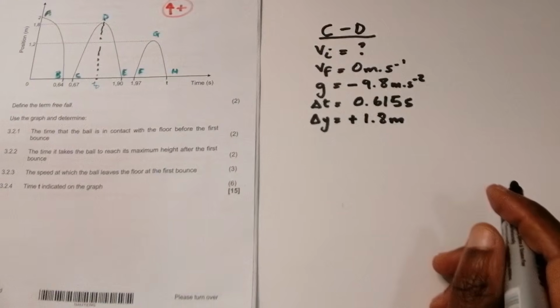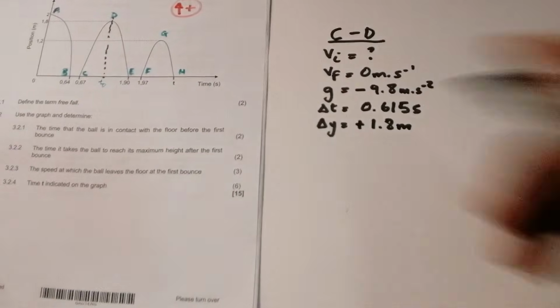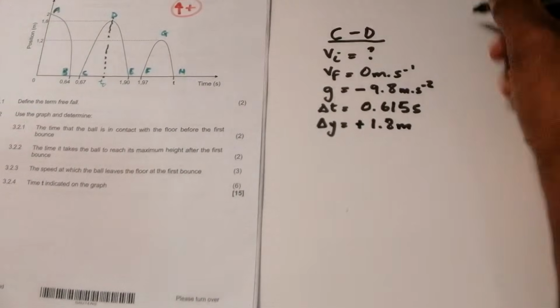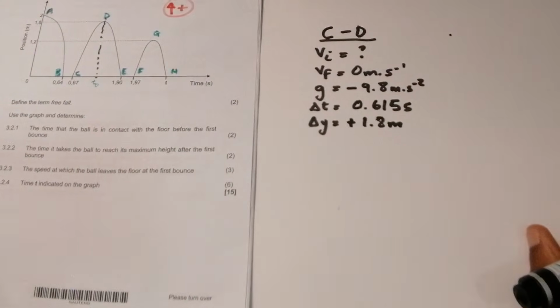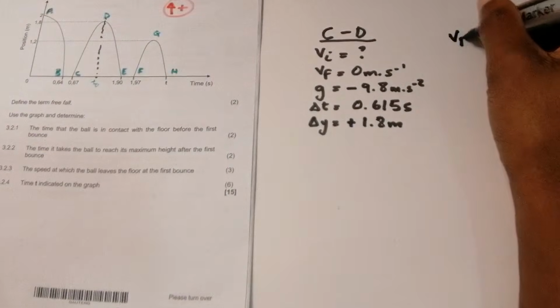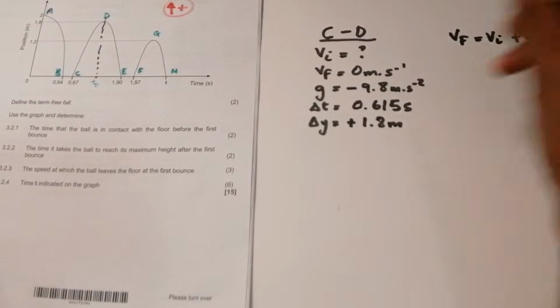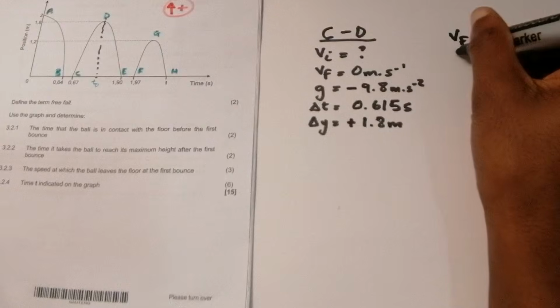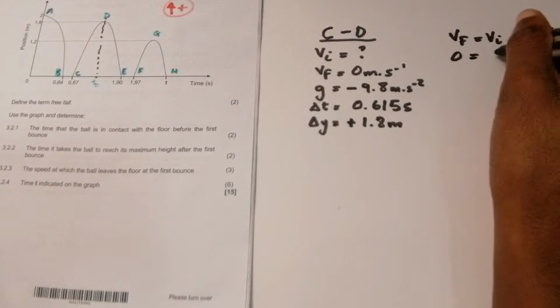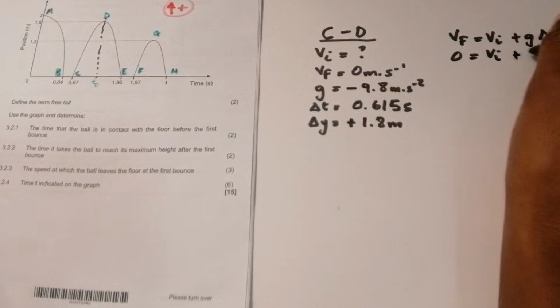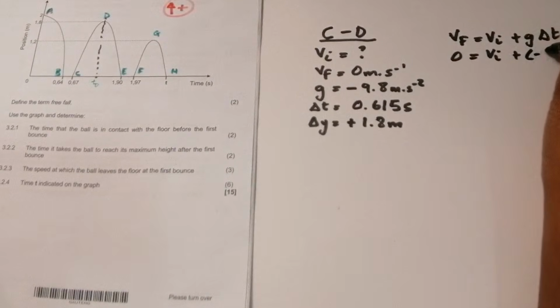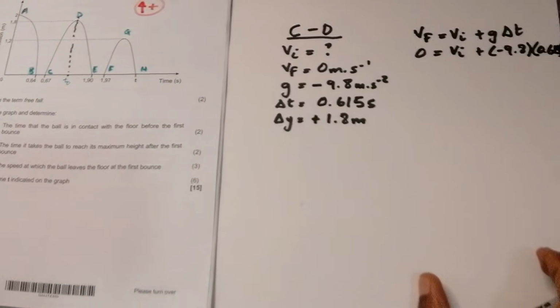Okay, so we're looking for initial velocity. I'm not going to waste my time. I'm going to use the first equation. Anytime you can use the first equation, always try to do that. It's VF equals VI plus G delta T, right? So my final velocity, that's 0. Initial velocity, that's what we're looking for. G, that's minus 9.8. And what about the time there? That's 0.615. Sorry about that, I'm going to squeeze it in there.